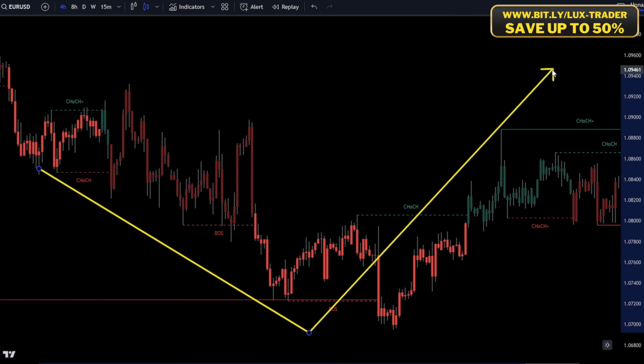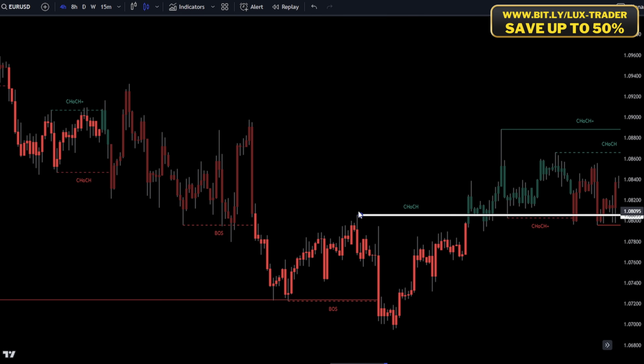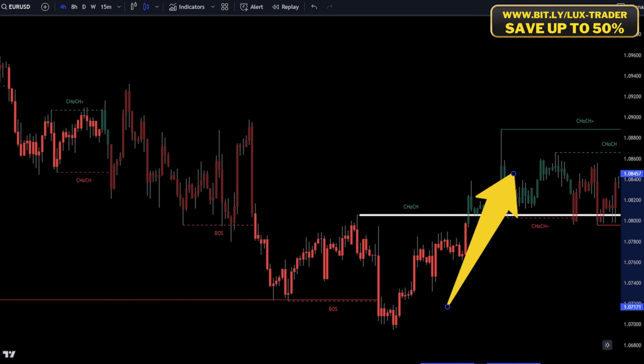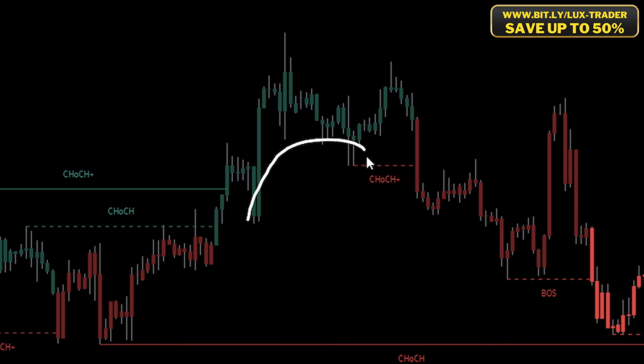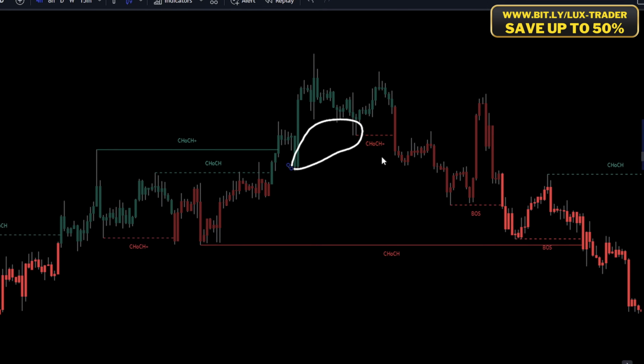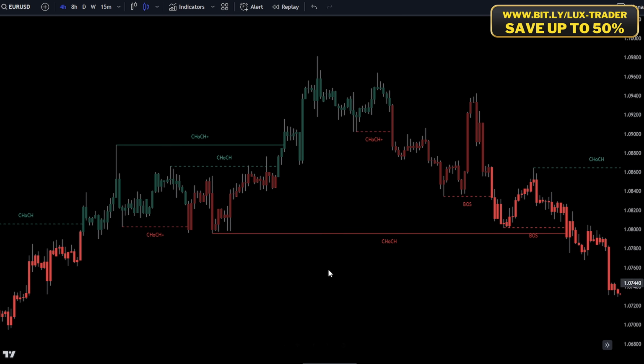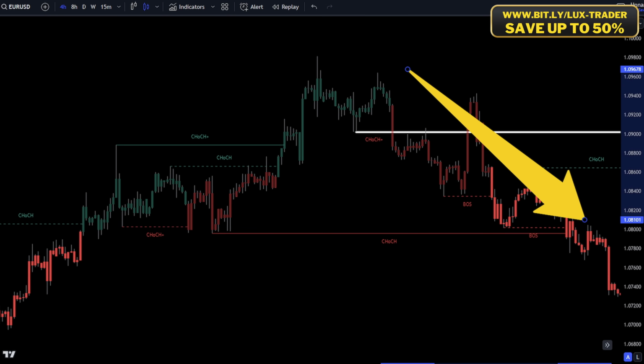Change of character occurs when we see a market reversal. For example, if the price is declining in a downtrend and the last lower high is broken, meaning the price breaks above this last lower high, it indicates a change of character, suggesting the market is likely turning to an uptrend. Similarly, when the price is advancing and the last higher low is broken, meaning the price closes below this last higher low, it signifies a change of character, indicating the price is likely shifting to a downtrend.